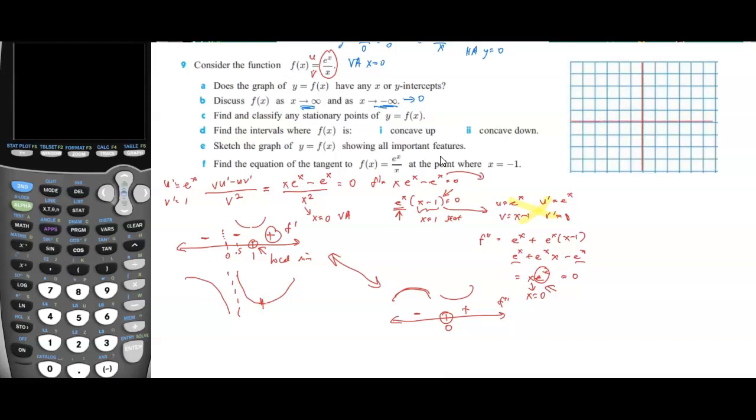Okay, so at x equals 0, there is actually an asymptote. I'm going to draw it with the highlighter. And at 1, something interesting happens, which is there is a local minimum. At 0.5, we know that it's going down.